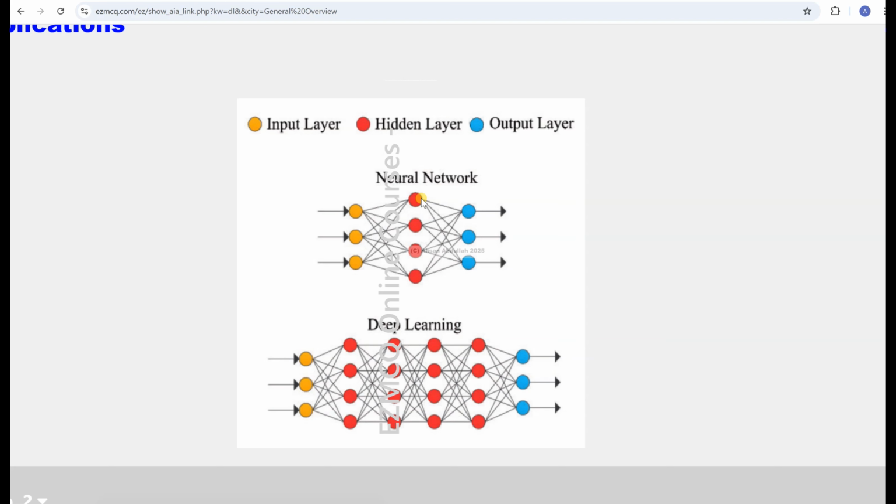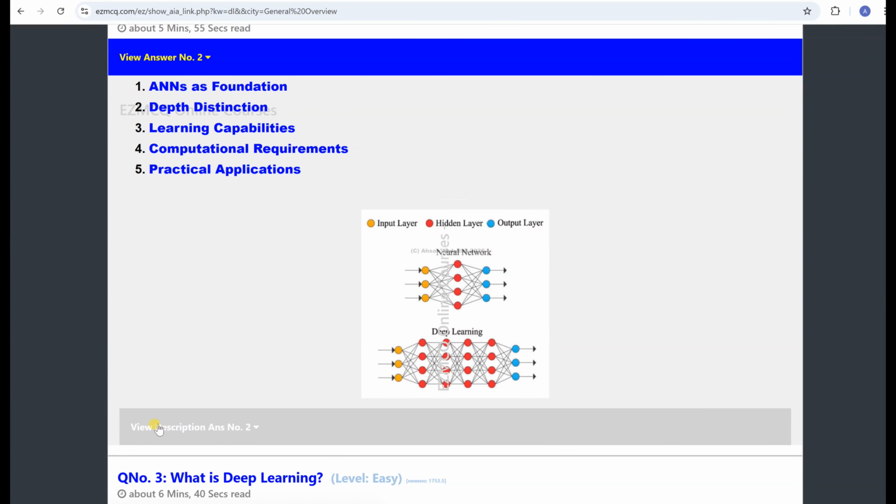Now, another point which is here is the depth distinction. As you can see in this diagram, ANNs typically have one or two hidden layers. This red is the hidden layer.